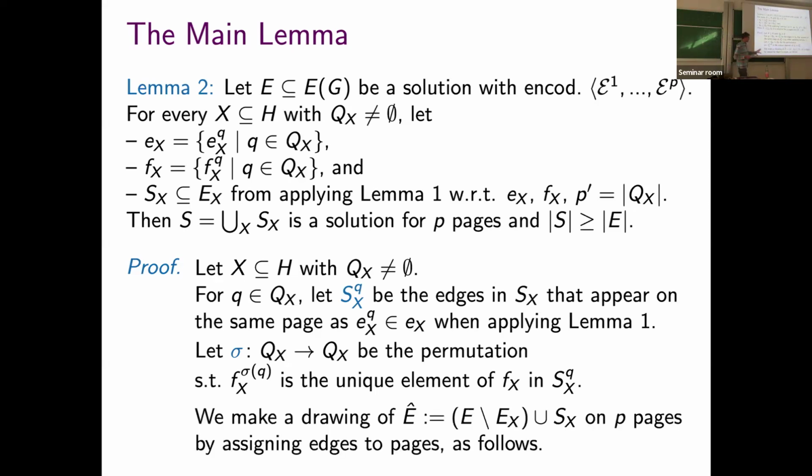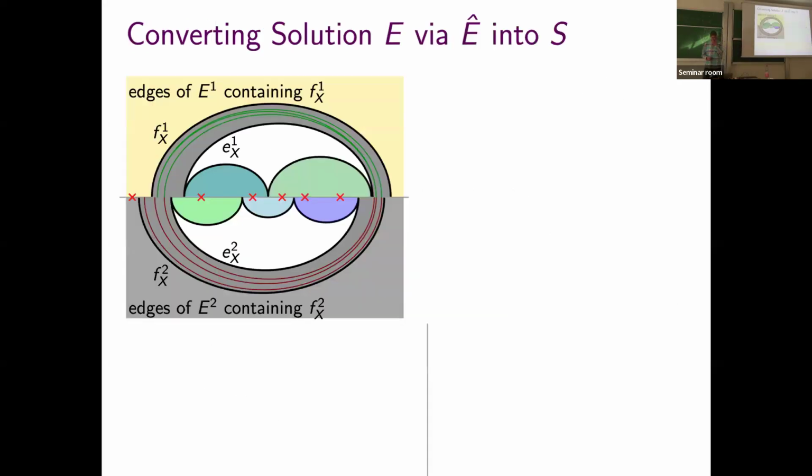And now we make a drawing of the edge set where we throw away all the edges in our solution E that we start with that bridge the set X and replace this EX by our solution. And we claim that this makes things only better. Okay, so here you see a drawing.